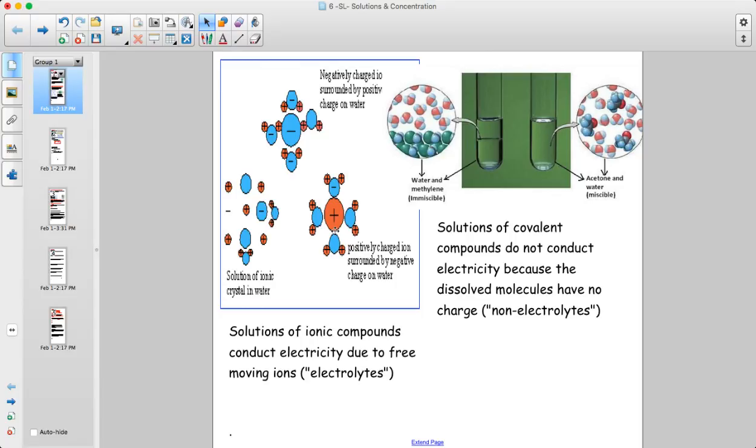An important note about this is that when you dissolve ionic compounds, you've now freed up their ions to move around in the solution. And so solutions of ionic compounds conduct electricity because of the free-moving ions. And so the term electrolyte can refer to these solutions that contain dissolved ions because they'll conduct electricity. But if you dissolve a covalent compound like acetone or like sugar into water, there are no free-moving ions, only dissolved molecules with no charge, and therefore those are non-electrolytes.